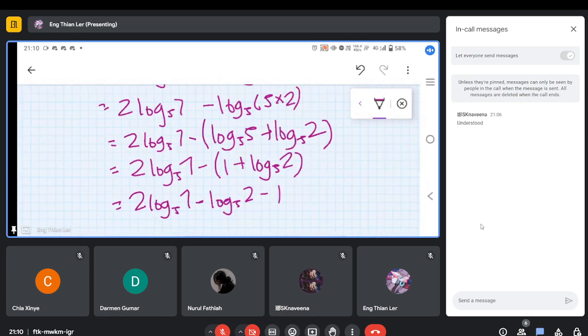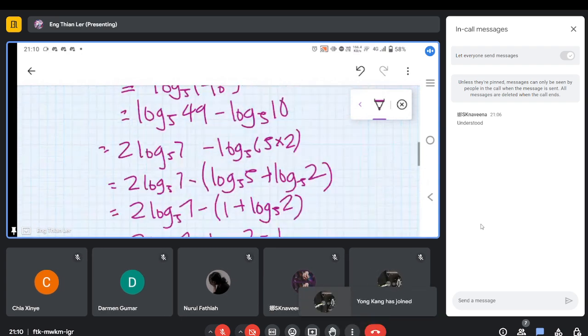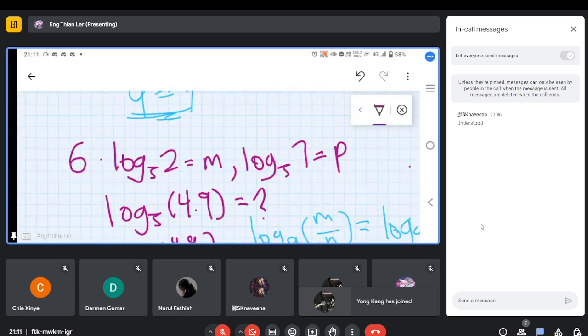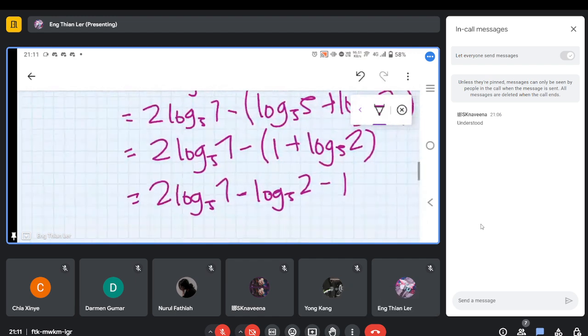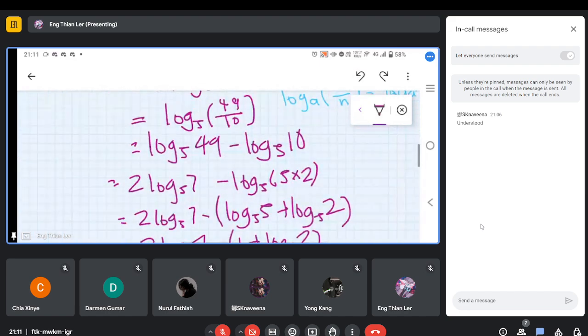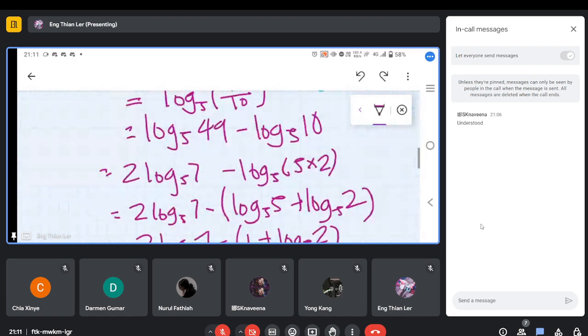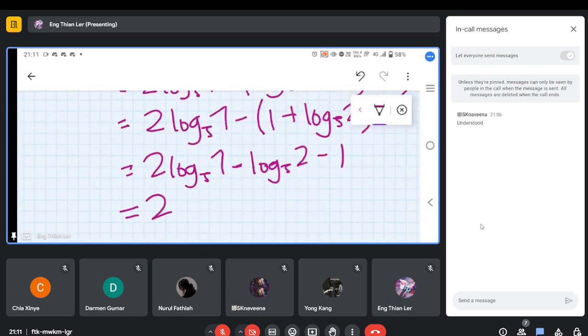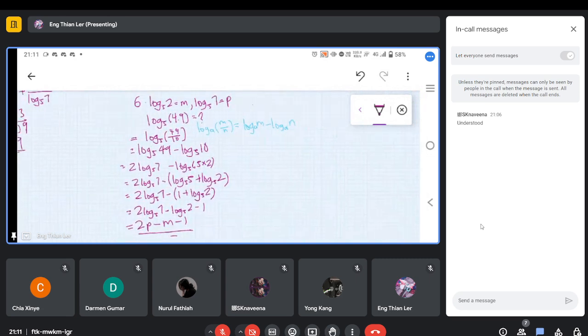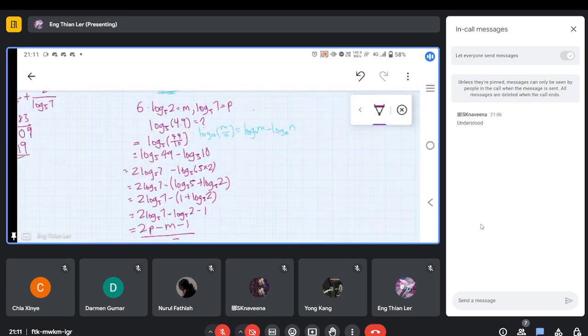And then we check back. What is x, what is y again? Oh, it's m and p. So log 2 base 5 is m. Okay, so this is m. We got m here. But first one is log 7 base 5, it's p. So it goes to 2p minus m minus 1. That's the answer from the textbook. So does anyone have a question? This is the overall step. Does anyone have questions about why I do the steps? Anyone?